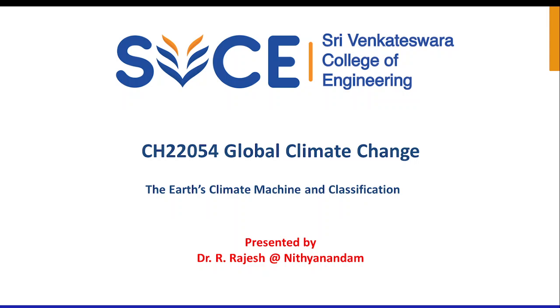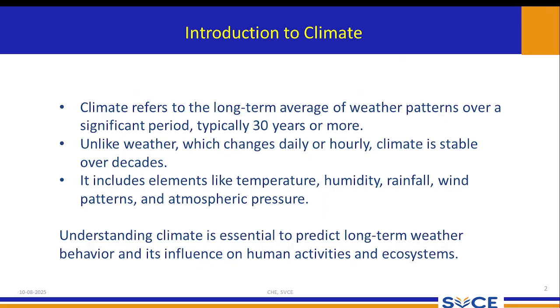Good morning, students. Today we are going to see the second subtopic of Unit 1, the Earth Climate System and Classification. In the last few classes, we have discussed the syllabus as well as the first subtopic of Unit 1 for the subject Global Climate Change. Coming to the second subtopic, climate refers to the long-term average of weather patterns over a significant period, typically 30 years or more.